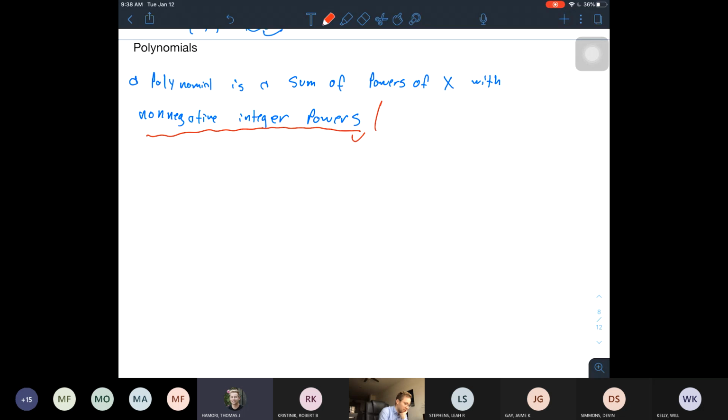Non-negative integer powers, what does that mean? That means numbers like 0, 1, 2, 3, and so on. So for example, a polynomial could be something like x cubed minus 7x squared plus 2x plus 1. Here the 0 power is on the 1; you can think of there being an implicit times x to the 0 here, since that's just 1. But we don't write that.